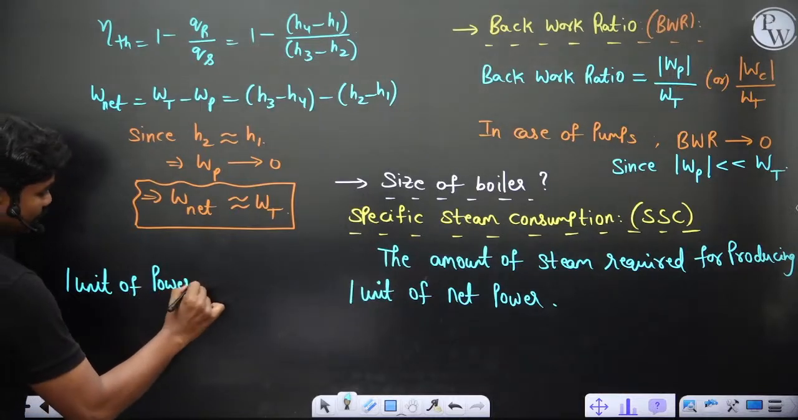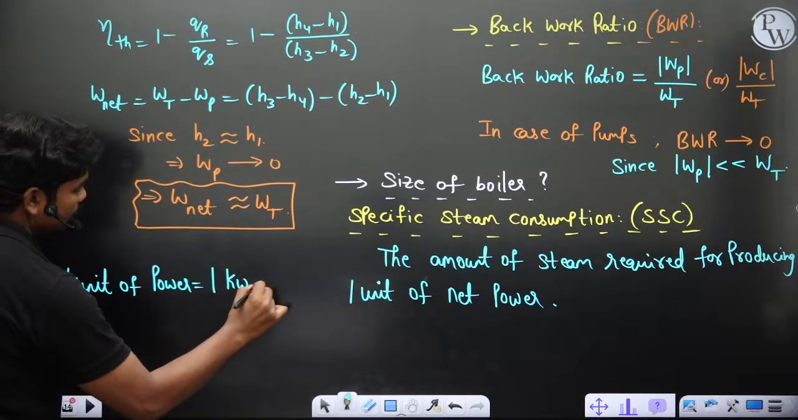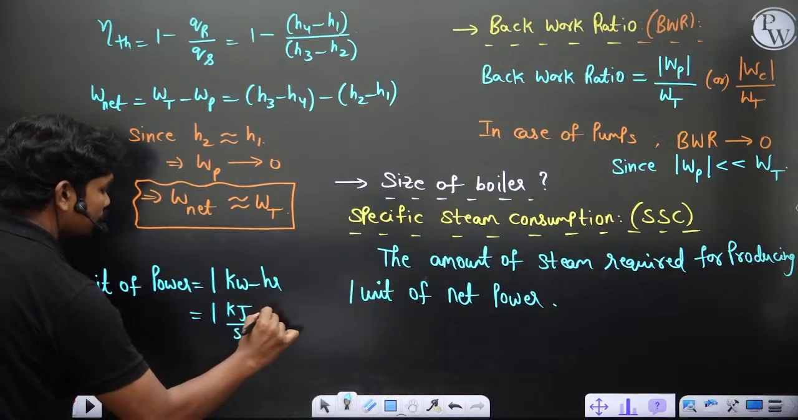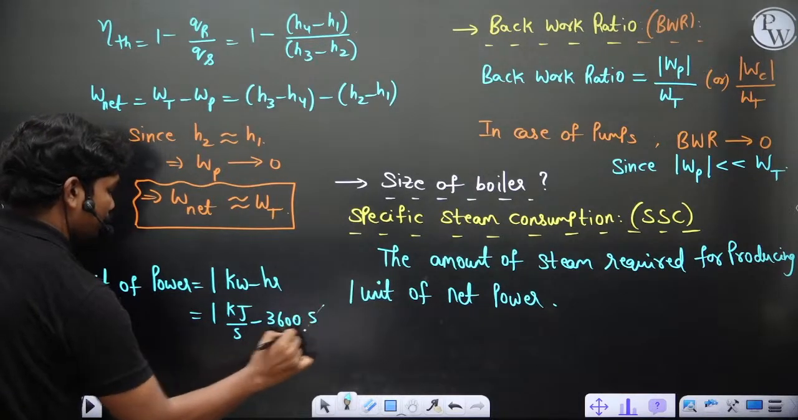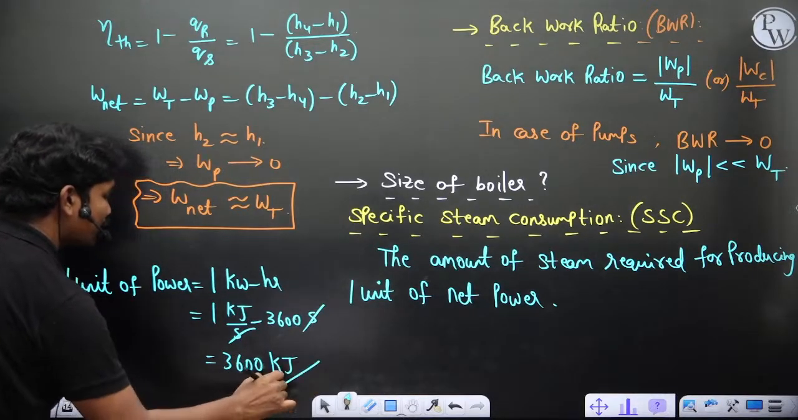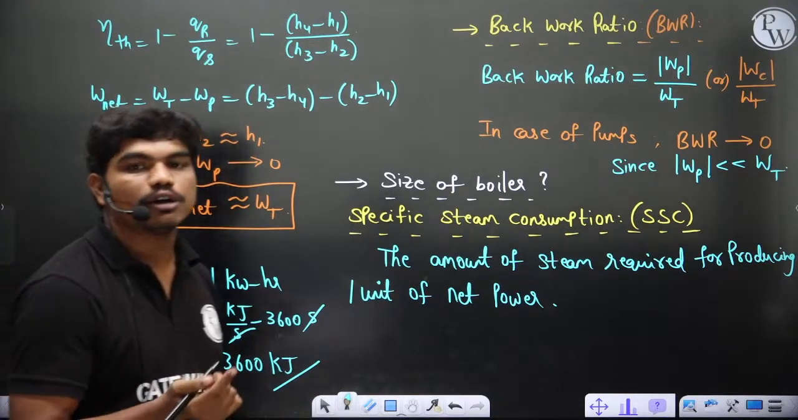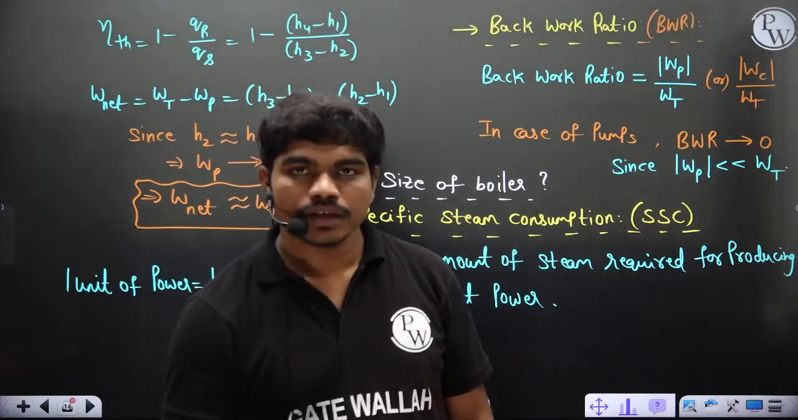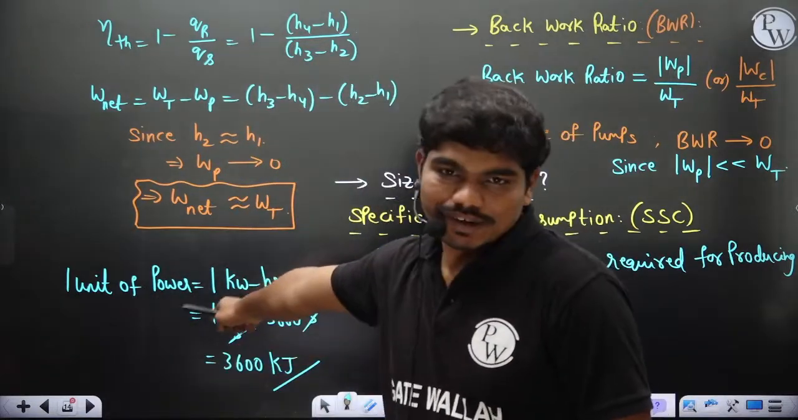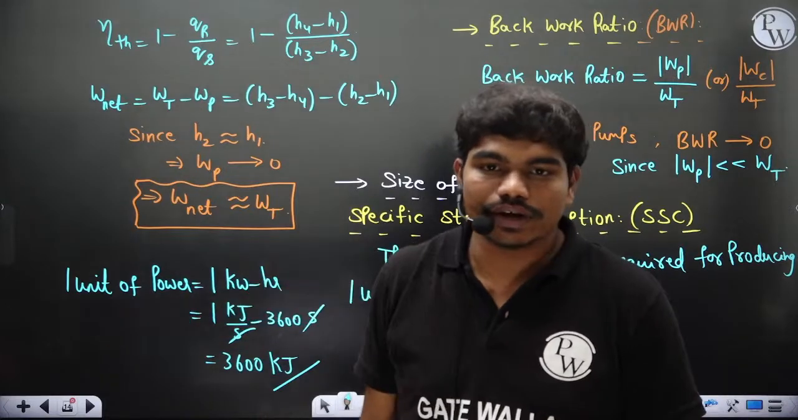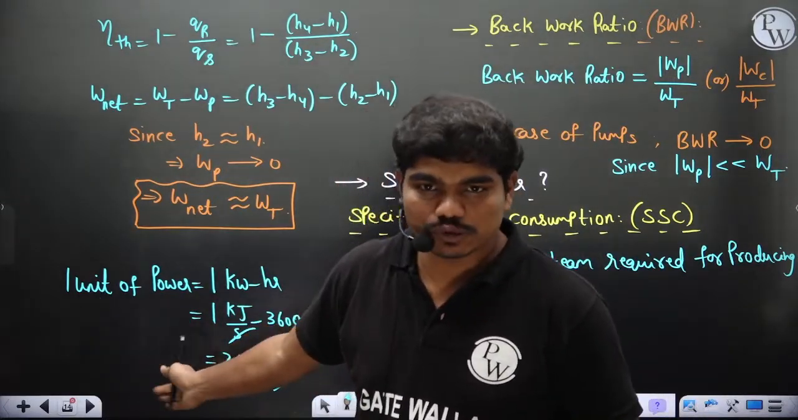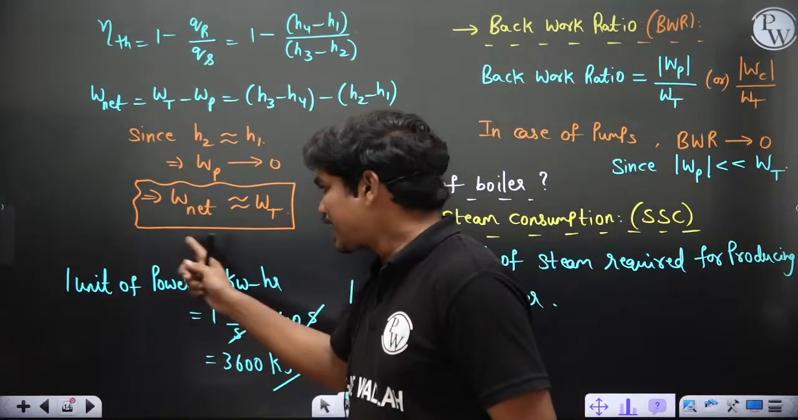So 1 unit of power is nothing but 1 kilowatt hour. 1 kilojoule per second for 3600 seconds, so 3600 kilojoules of energy is being utilized by you. That's what we mean by 1 unit of power. If you watch your meter readings, 1 unit means how many kilowatt hours of power they calculate. Depending on location, the cost is 6 rupees, 7 rupees, and your power bill is calculated based on this.